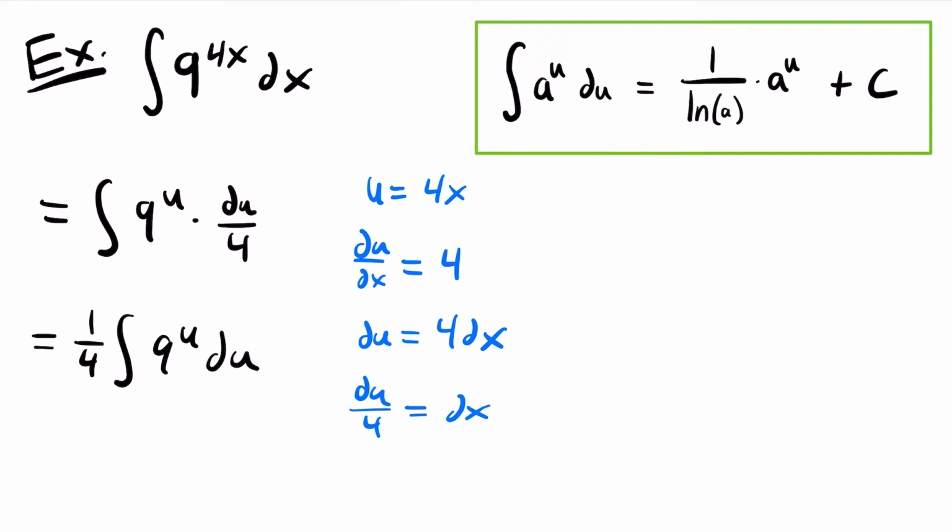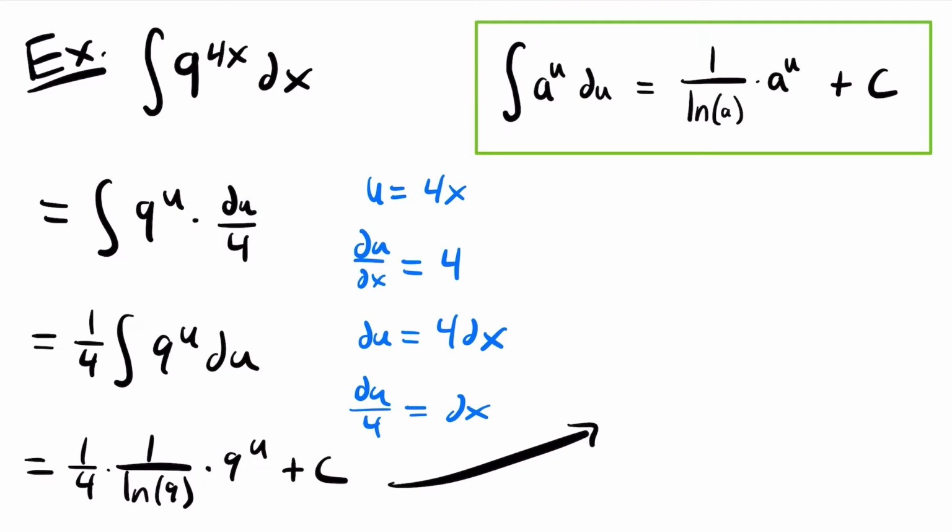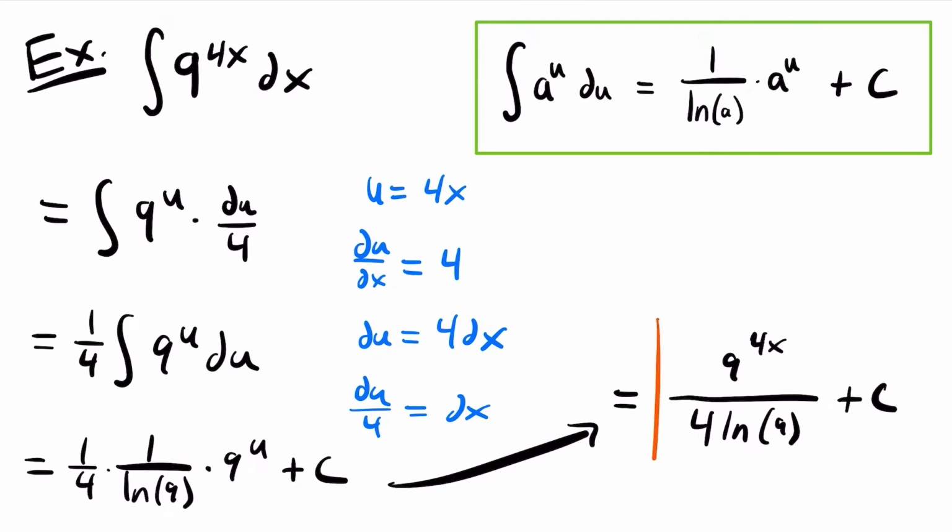And now we can use this integration rule, and we will have that this is equal to 1/4 times 1 divided by the natural log of the base, which is 9, times 9 to the power of u plus c. And so now our last step is to replace u with what we set it equal to. And so we'll have that this is equal to 9 to the power of 4x divided by 4 times the natural log of 9. And then don't forget to add c. Okay, and so that is the answer to this integral.